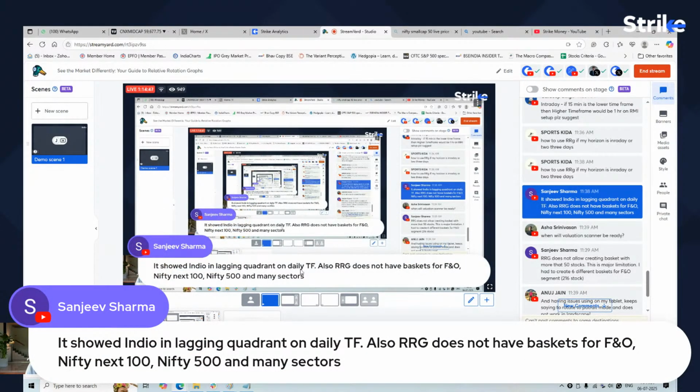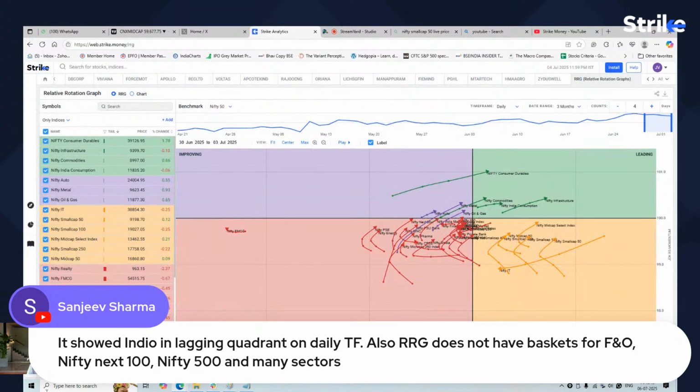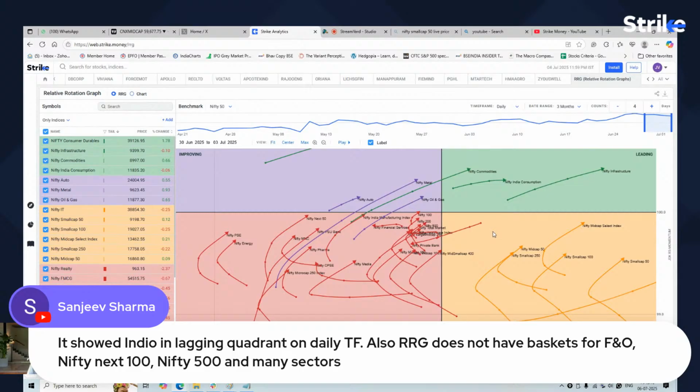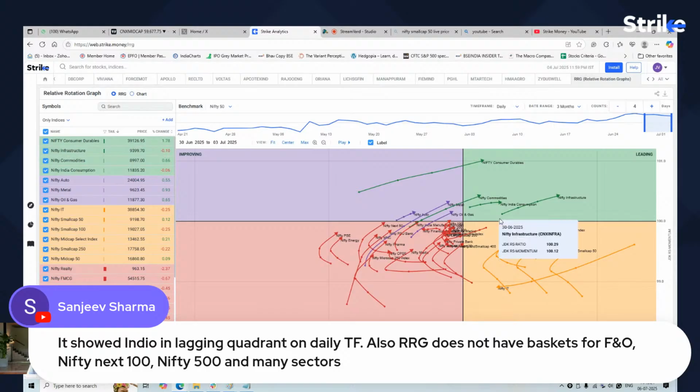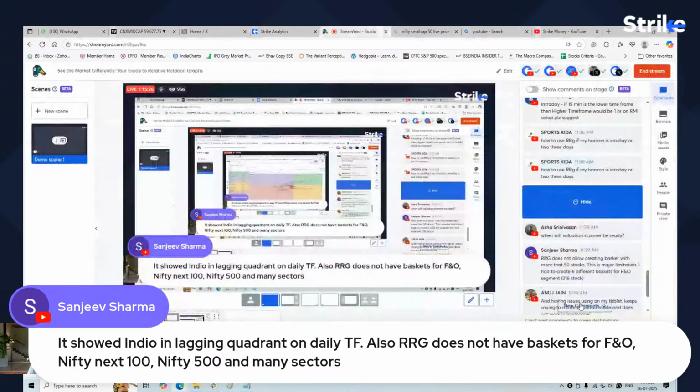The question is, it shows Indigo on lagging quadrant also. RRG does not have baskets for FNO, Next 50, and so on. So Sanjeev, I just explained that you might have to create those, because 50 is the limit. You might have to create 3 to 4 watchlists. Please understand one thing: if I put 200 stocks in RRG, it will become messy and you might not be able to understand anything. It does not solve the purpose and it makes the system slow. That is why we had capped it at 50. We are trying to see if we can make it 100, provided the performance is not compromised.